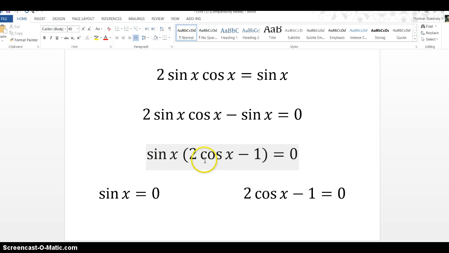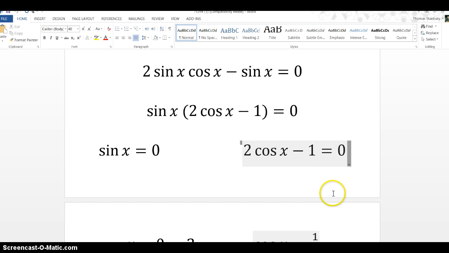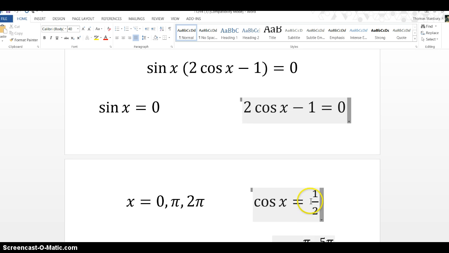So here are our two factors. 2 cosine x minus 1 equals 0, or sine x equals 0. One of these has to be 0 for this equation to be 0. So on this side, I'm going to add 1 to get rid of this and then divide by 2, and I'll get cosine of x equals 1/2. And over here, I don't have to do anything, sine of x equals 0.